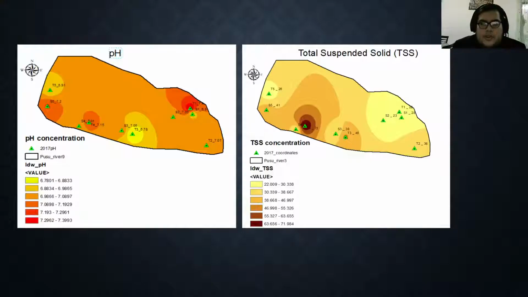So, for example, in the total suspended solids IDW map of 2017, we can see that location T5 with the value 26 tallies with the range of its color, the yellow range, which is in class 1, where the range is between 22 and 30.338. So it can be seen that the results are correct and all interpolated maps of each parameter in IDW correlate with the color of each class.